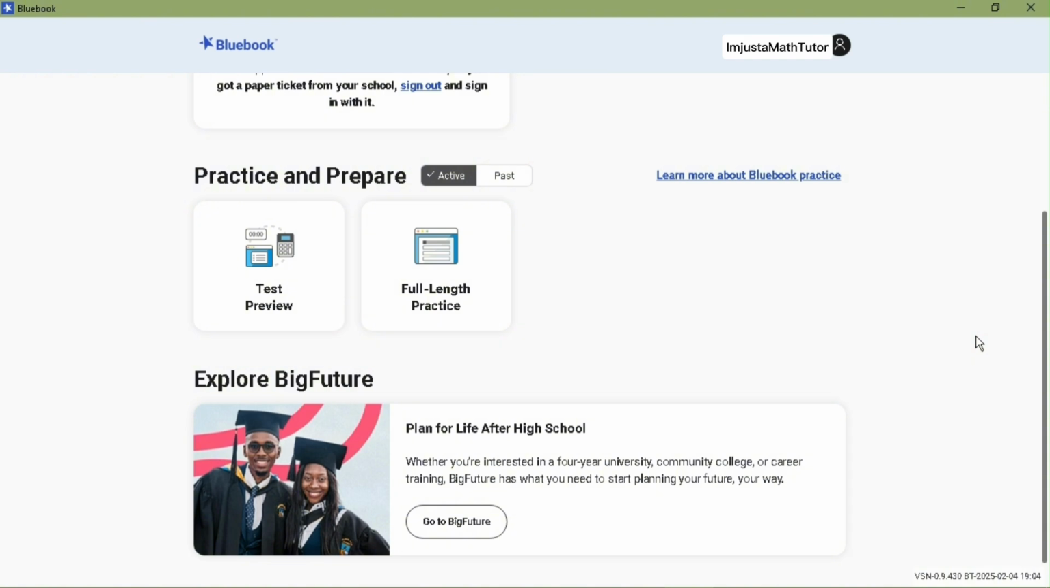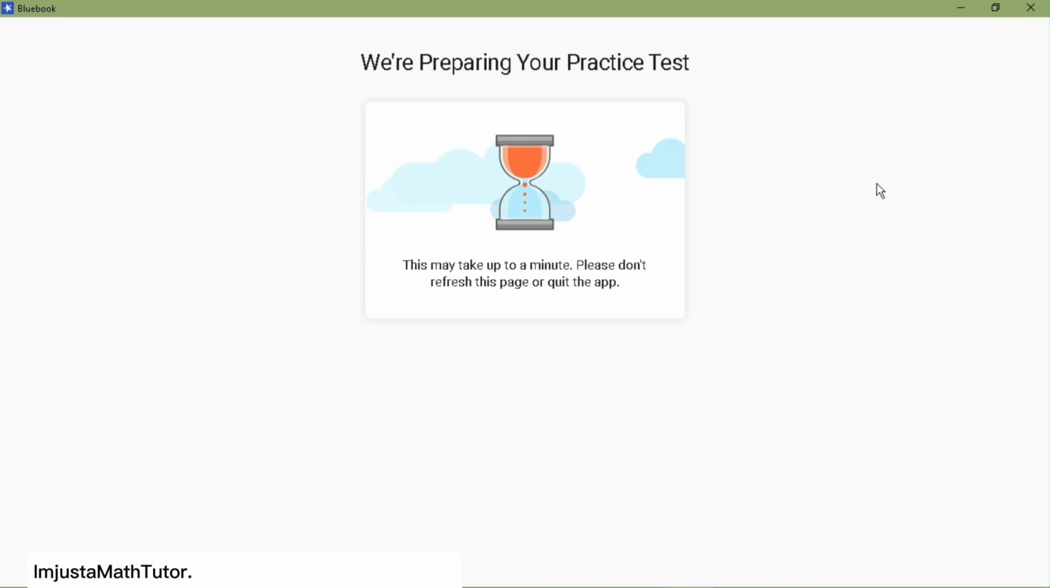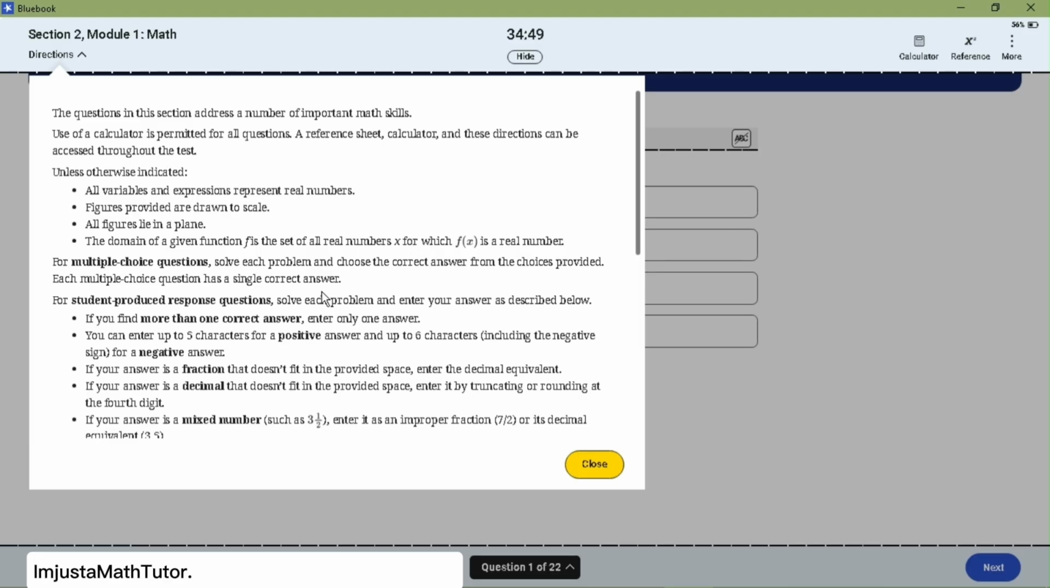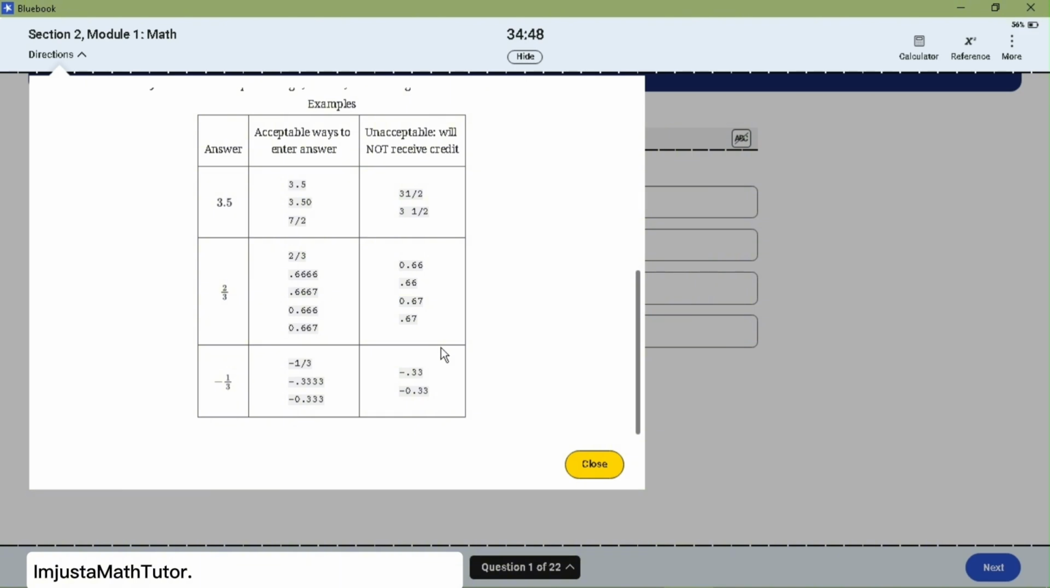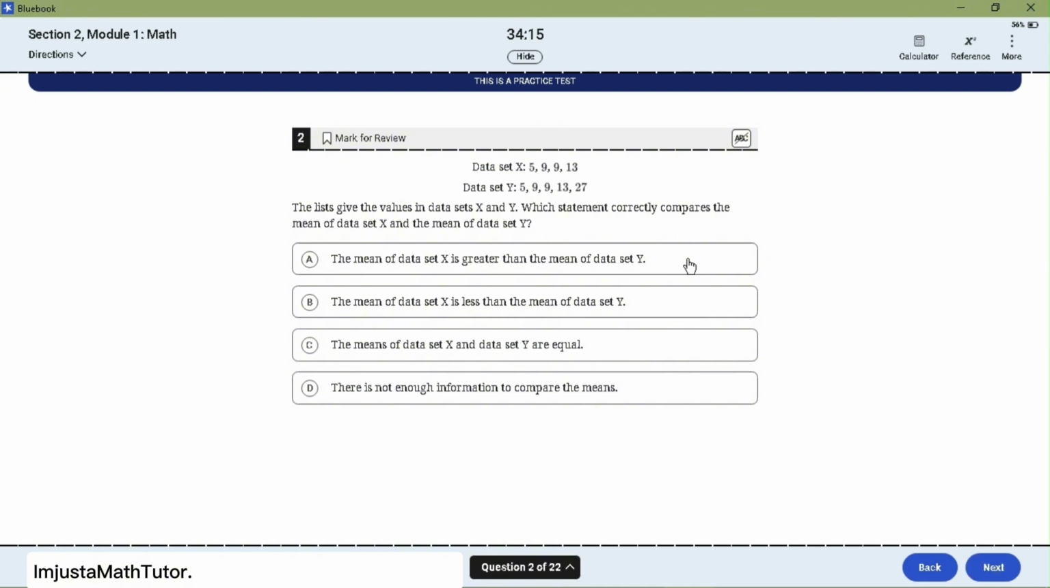Okay, then let's start. I'll be choosing SAT Practice 4 next. First, it goes without saying that you should read the directions and familiarize yourself with the interface before solving. If x equals 7, what is the value of x plus 20? So we just replace x with 7, so 7 plus 20 equals 27.